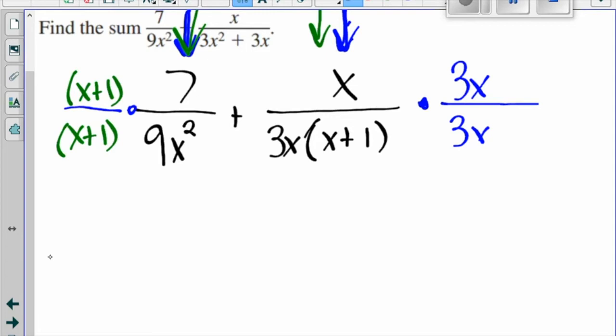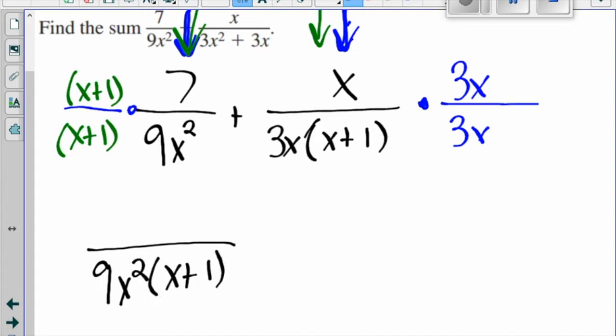Now, the denominators, we're not going to multiply out, because it's just going to be 9x squared times x plus 1. 3x times 3x will give us 9x squared times x plus 1. And when I say multiply out, I'm not multiplying through, we're not distributing through that x plus 1. If we have multiple sets of parentheses, we're not going to multiply them out.